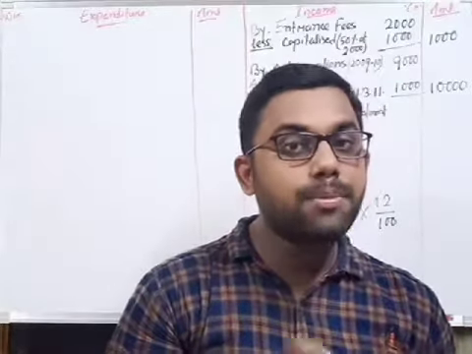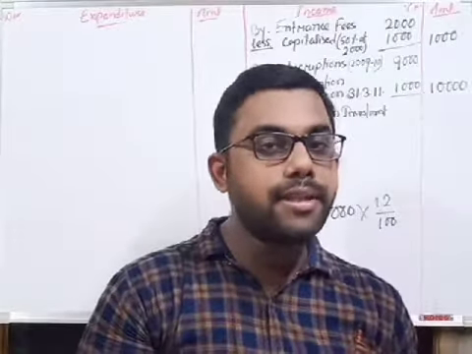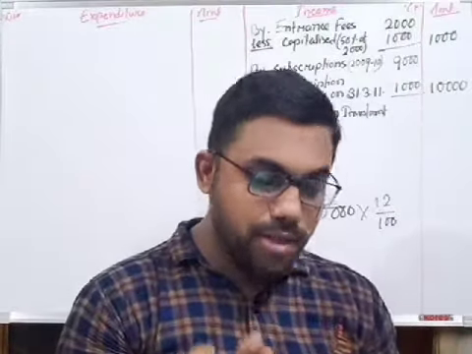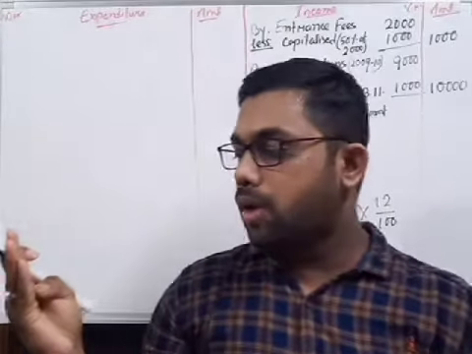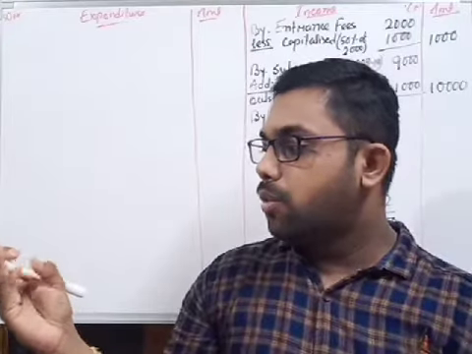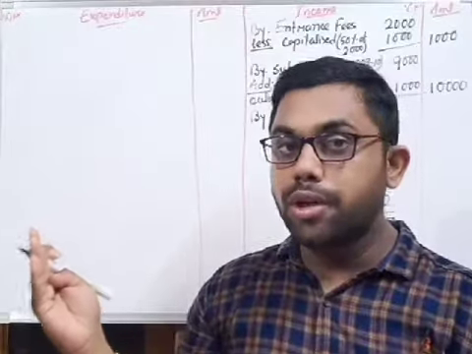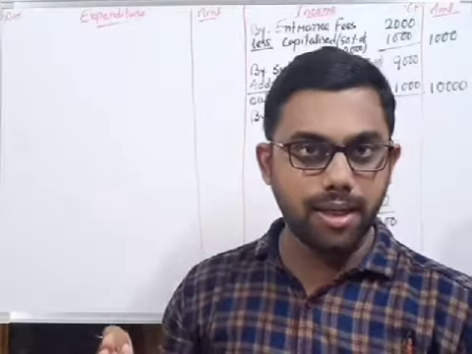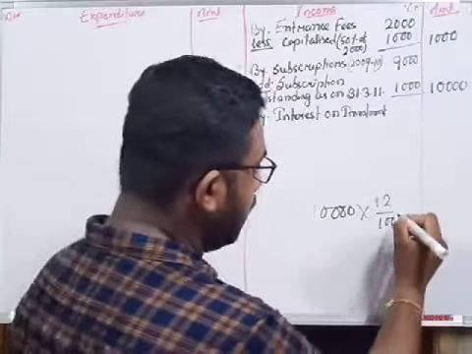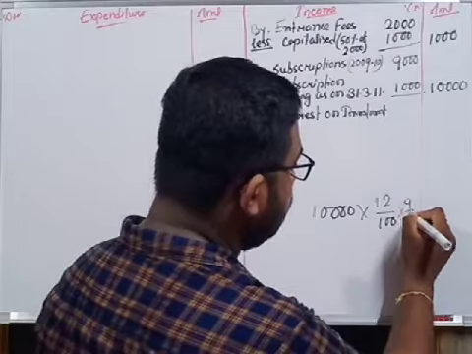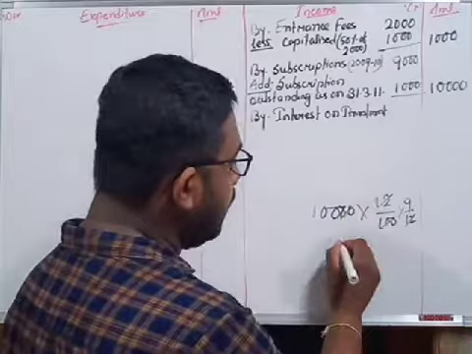But the investment was made on 1/7/2010, that is, 1st July. So for how many months will we receive interest? From July: July, August, September, October, November, December, January, February, March. That means we will receive interest for 9 months. So we have to check the amount of interest for 9 months: 9 by 12 times 12 percent of 10,000, that is 900.